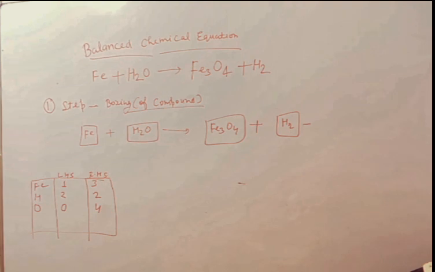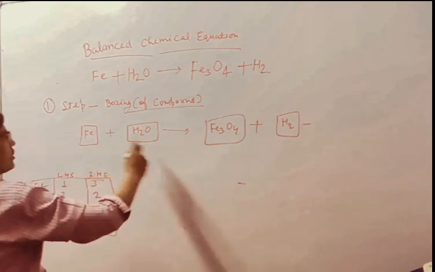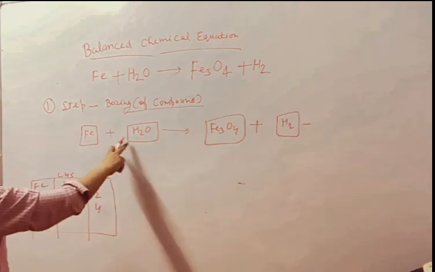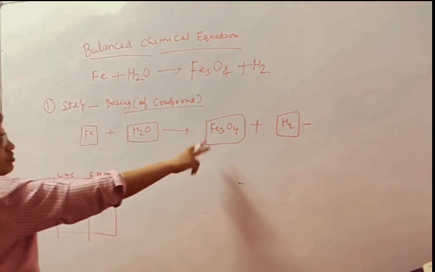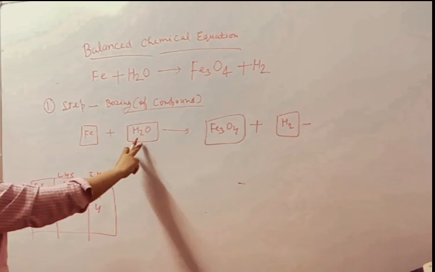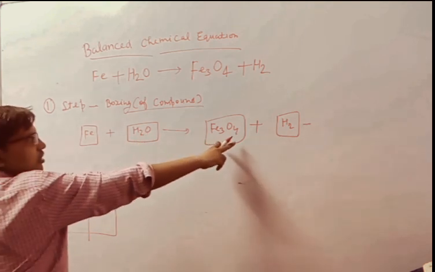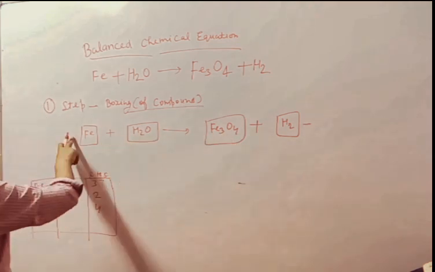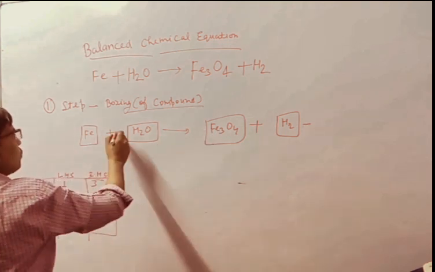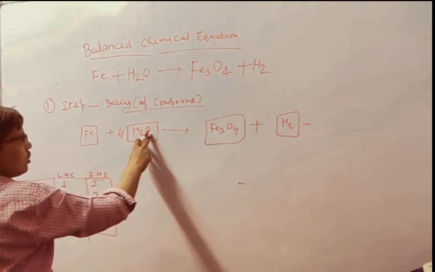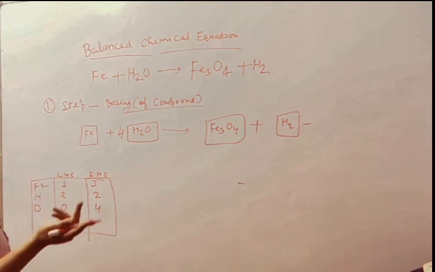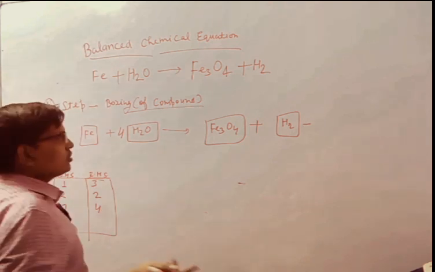If we compare here, we first take the oxygen and multiply the numbers to make 4 oxygen on either the reactant side or the product side. Here oxygen is on the reactant side in H2O, so firstly we will balance the oxygen. We always multiply outside the box. If we multiply H2O with 4, the oxygen will be equal.